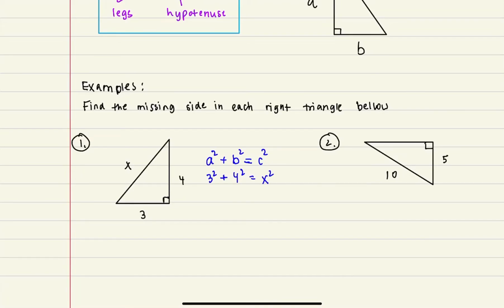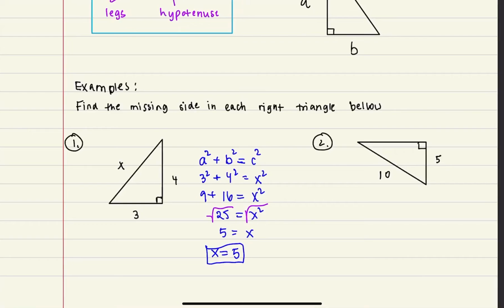Okay, and then we're going to simplify. 3 squared is 9. 4 squared is 16. 9 plus 16 is 25. Okay, and remember, to get rid of the square, we're going to square root both sides. So that means that I'm going to take the square root of both sides. So that gives us that 5 is equal to x, or to make it even nicer, x is equal to 5. Okay, so we found our first triangle.